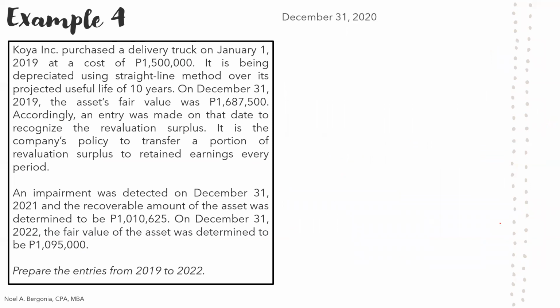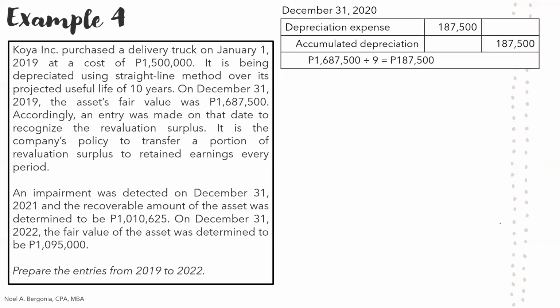Okay, so on December 31, 2020, we will be recognizing the depreciation. So the depreciation will be revised, no, depending upon the new carrying value as of 2019. So it would be 187,500, which came from our revised carrying value, which is the fair value na po, 1,687,500, then divide it by 9. So bakit po divide it by 9?